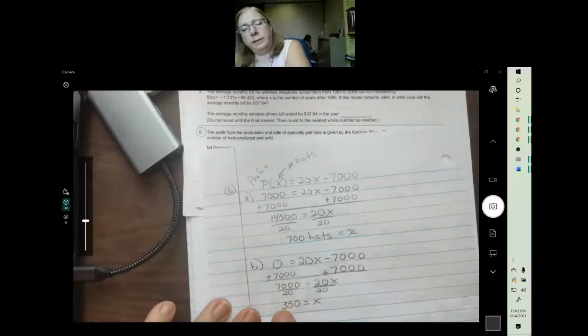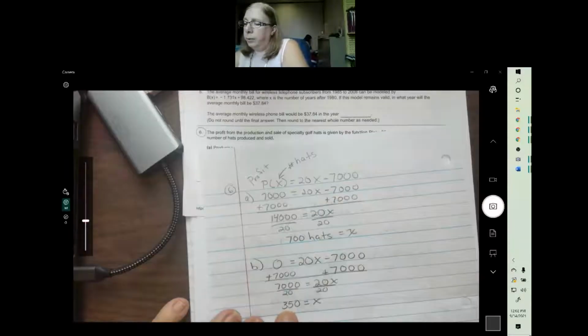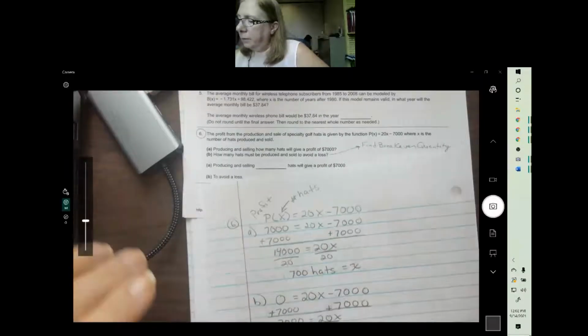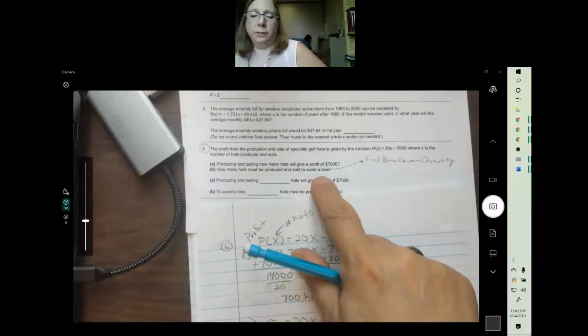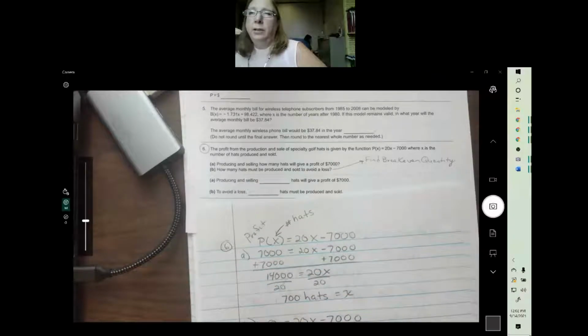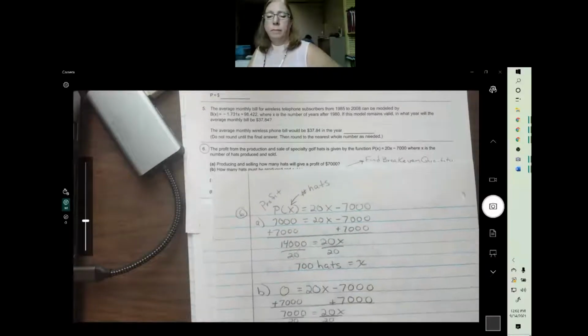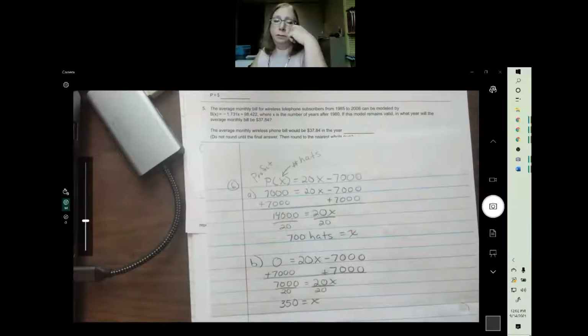So we need to sell 350 hats in order to break even, or 350 hats must be produced and sold to avoid a loss. So if you sell 350 hats, you won't owe any money. You're not going to make anything, but you're not going to owe. Any questions on that? So to avoid a loss, that's your break even when you're talking about profit, revenue, cost. Any questions on that one?